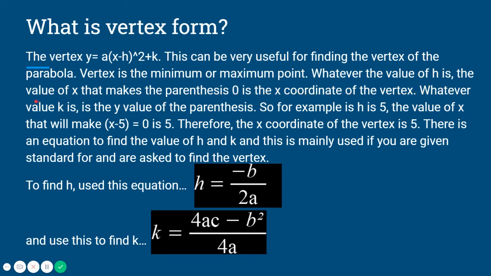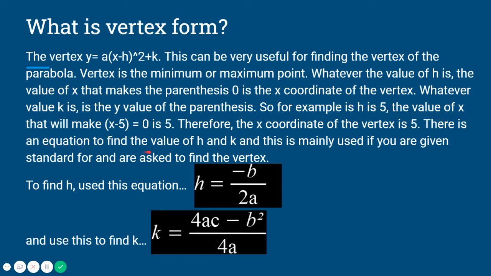Whatever the value of h is, the value of x that makes the parenthesis 0 is the x-coordinate of the vertex. So you know how a coordinate has an x and a y, so that's the x-coordinate of the vertex. Whatever k is, is the y value of the coordinate. So for example, if h is equal to 5, so we put 5 into this formula over here, the value of x that will make this part of the parenthesis equal to 0 is 5. Therefore, the x-coordinate of the vertex is 5.